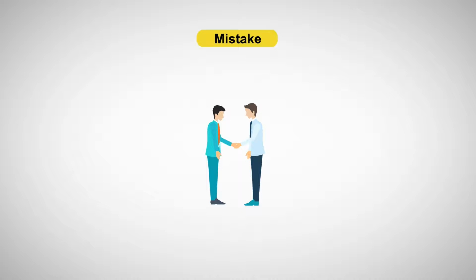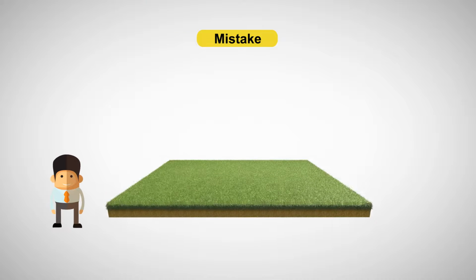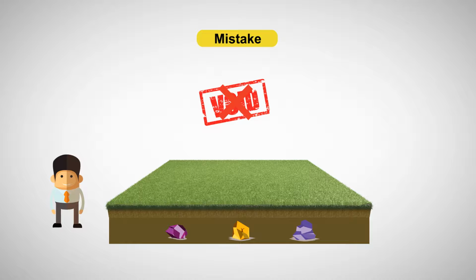Moreover, if the parties knowingly enter into an agreement without all relevant information, they cannot avoid the contract merely because relevant information turns out to prejudice one of the parties. For example, if a seller who has not mined his land agrees to sell it and later discovers the presence of valuable minerals beneath the land, there will be no ground upon which to void the agreement. The seller knew, or should have known, of his lack of knowledge, and his contractual agreement to sell the property assumes the risk that he was selling something more valuable than met the eye.